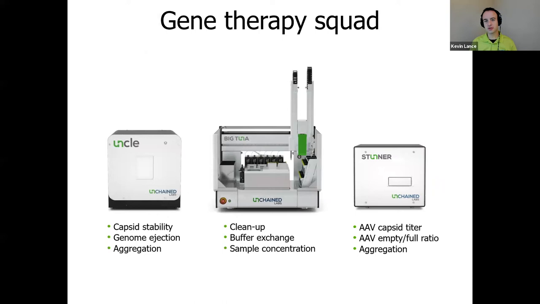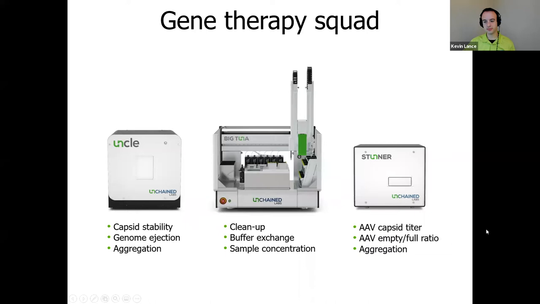So first, let me introduce you to Unchained Labs Gene Therapy Squad. So we've been using our squad for all kinds of problems and all kinds of gene therapy tech and vectors. And so we've been honing our tool to deliver answers and save boatloads of time for AAV and other viruses. So today I'll be focusing on the work that Uncle can do for capsid stability, genome ejection and aggregation for AAV, along with an assist from Big Tuna as well.